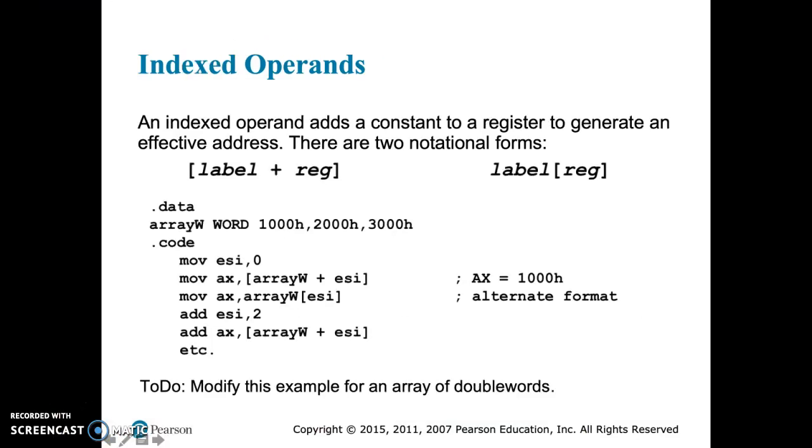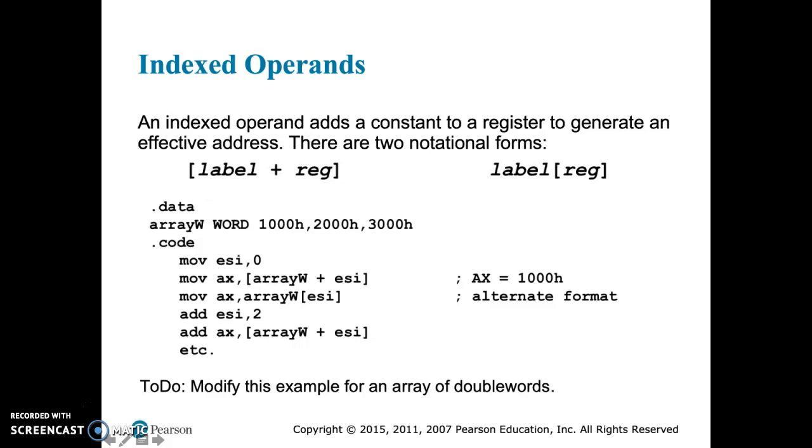Next, we have indexed operands, and this allows us to essentially dereference a register, and I'll add a constant to show an effective address. There's two forms, the label plus the register, and then the label. And you'll notice the form on the right looks very similar to how arrays are referenced in some higher level languages. So you can see the origins of that here.